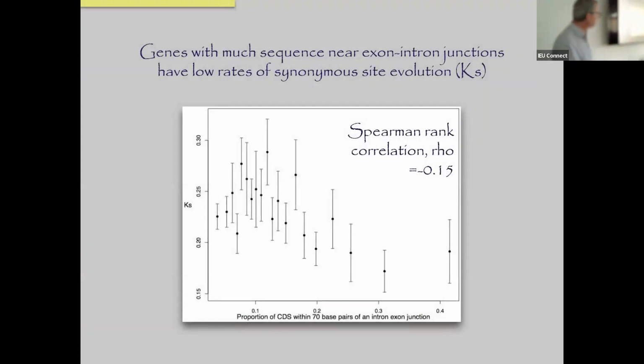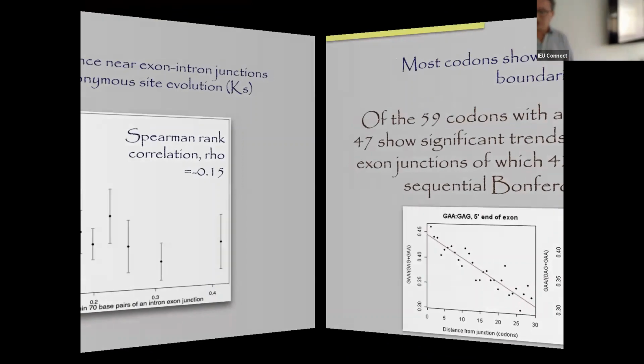And you can then go on and it predicts all sorts of things. So it predicts, for example, that if you've got really short exons, then nearly all of the exon is going to be under this constraint, whereas if you've got a longer exon, it isn't going to be, because the middle can fairly easily evolve. And that's exactly what you see here, that shorter exons, so higher proportion within 70 base pairs of an exon end, do indeed evolve slower.